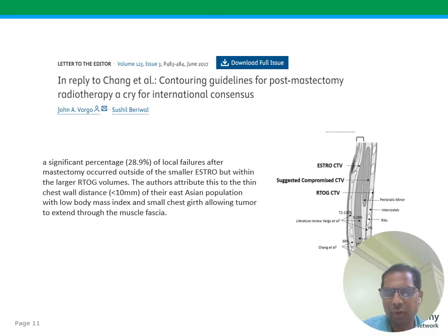Some people only follow ESTRO and only include skin and subcutaneous tissue, but I feel RTOG atlas is a lot larger and probably the recurrence pattern doesn't support that unless it's an inflammatory breast cancer, which is not what we are talking about.